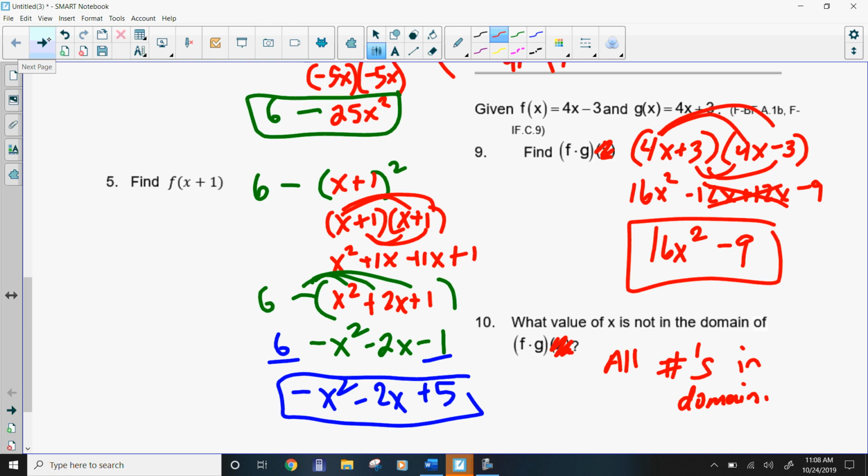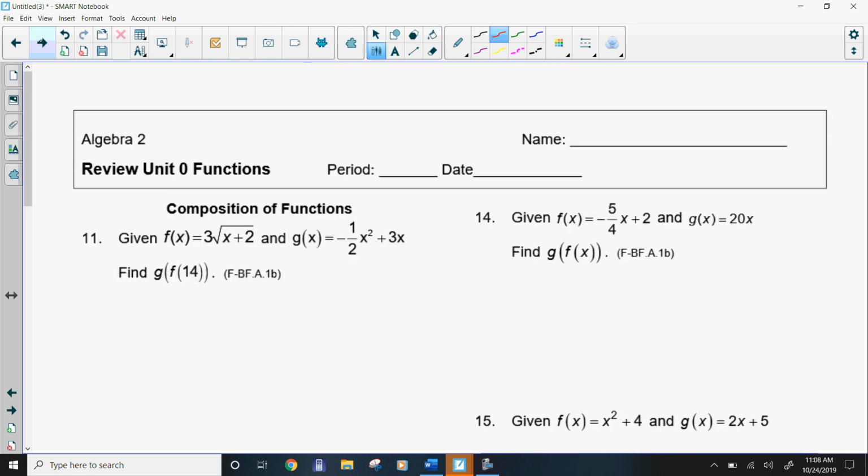Okay, number 11. 11 says g of f of 14. So it's a two-step problem. You want to start with the innermost problem first. So we're going to go into the f problem. We're going to plug in 14.